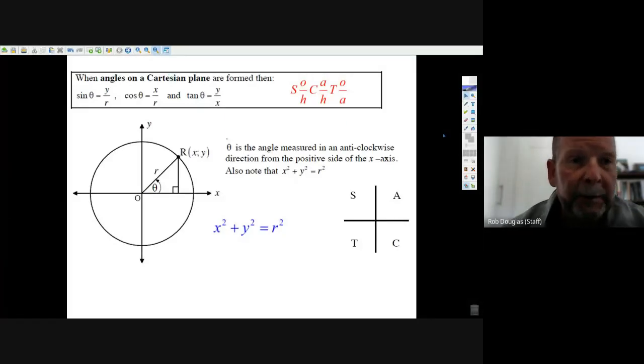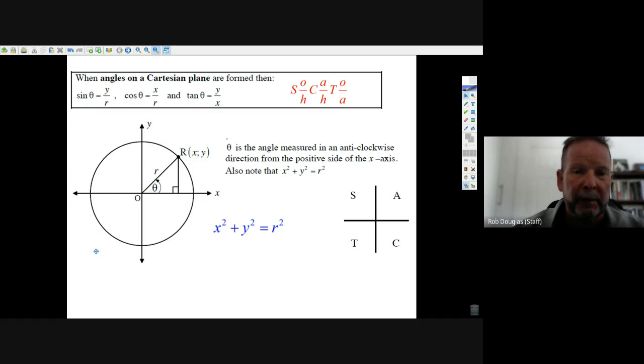Hi, this is an introduction to Pythagorean trigonometry, and let's just get started. Here we go. Here we have a circle. We have a circle with its center at the origin. The distance from the center to the outside is called the radius.